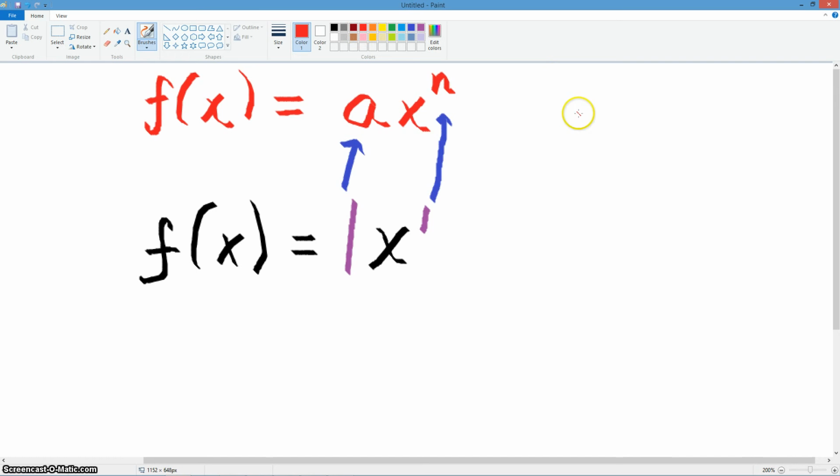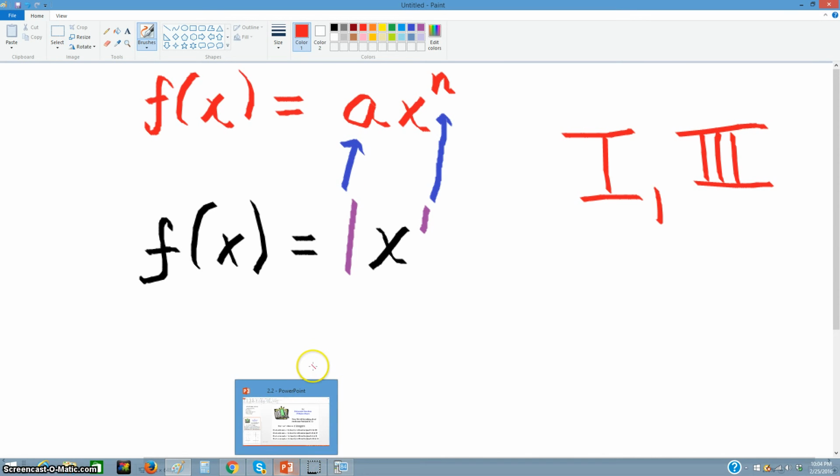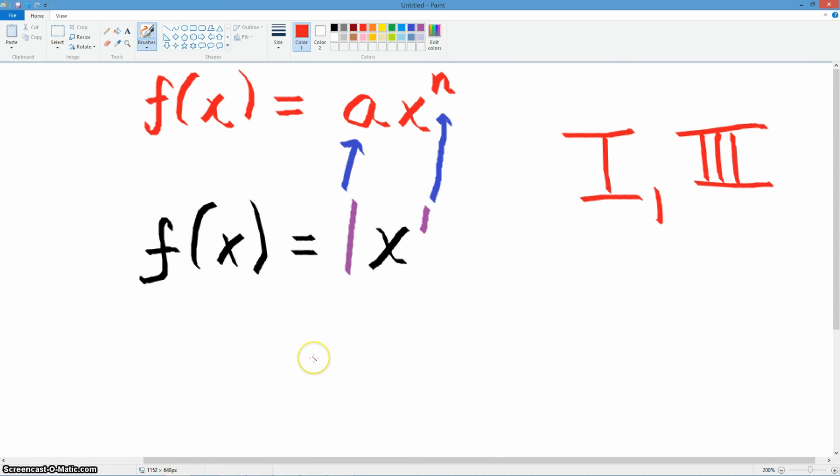I'm going to write it here to the side. 1 and 3. Okay. So we have quadrants 1 and 3. What can we say about A, the coefficient? Is it positive or negative? Okay, so A is positive. In other words, it's greater than 0.